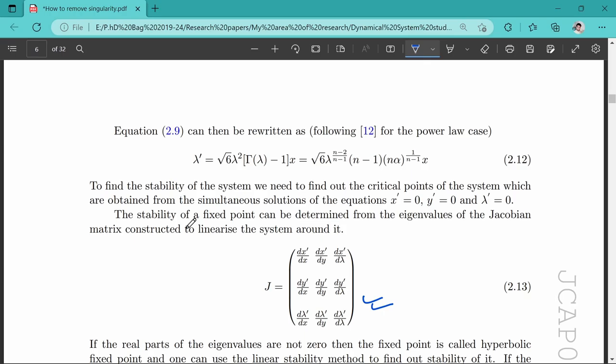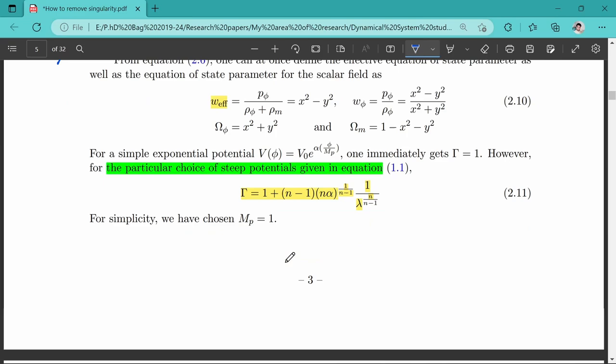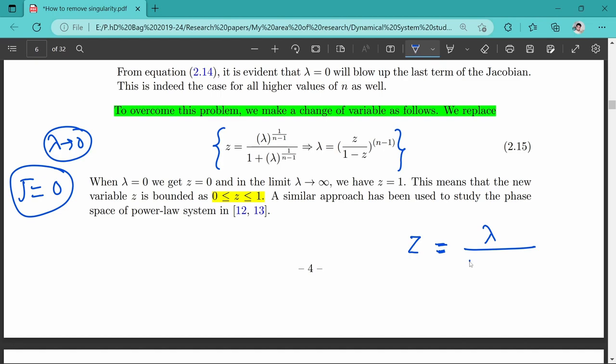So what to do? In order to resolve this and understand what happens as lambda goes to zero, you redefine lambda in such a way that it no longer produces such behavior. When lambda is equal to zero, the Jacobian must be finite, it should not be indeterminate. So they have transformed this in such a way that if lambda goes to zero, z becomes zero. If lambda goes to infinity, then z becomes one. So z is now between 0 and 1.